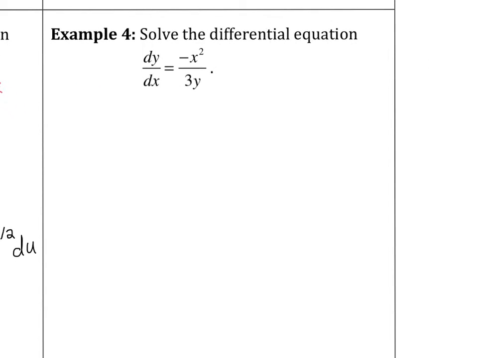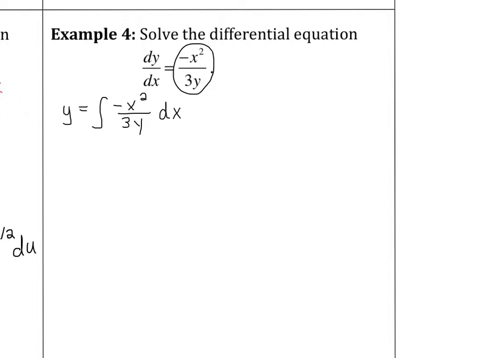Example 4. Solve the differential equation y prime, right, is equal to negative x squared over 3y. So this is nice. They flat out told us what y prime is, right? So if all of this right here is y prime, we can simply integrate to find function y. All right, so we would say that y must be the integral of negative x squared over 3y dx.